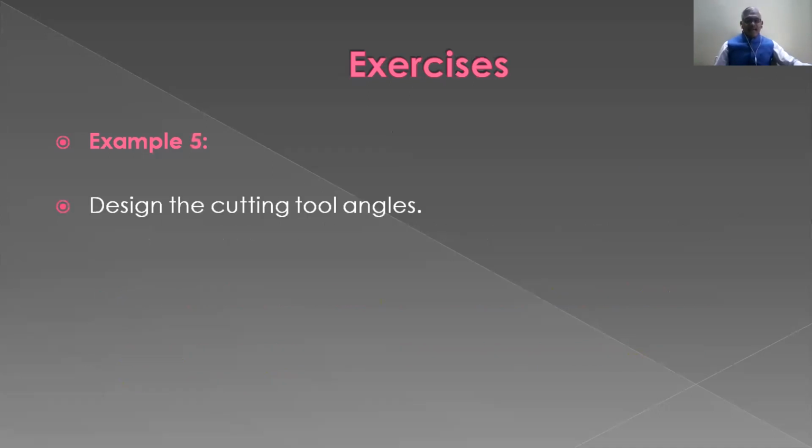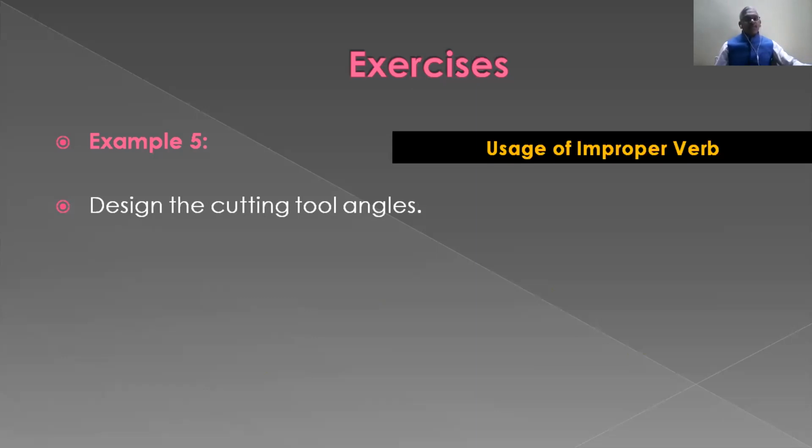Okay. Another example. Design the cutting tool angles. This is a course outcome written by somebody. Nobody will design an angle, right? Somebody can design a cutting tool, but they cannot design the angles in the cutting tools, right? Angles are natural, abstract concepts. So this is an improper way. The right way is: determine the cutting tool angles. You can find out the angle, whether it is 30 degrees or 40 degrees or 90 degrees or 180 degrees. You can determine the angle within a cutting tool, but you cannot design the angle, right? That is improper usage of the verb.